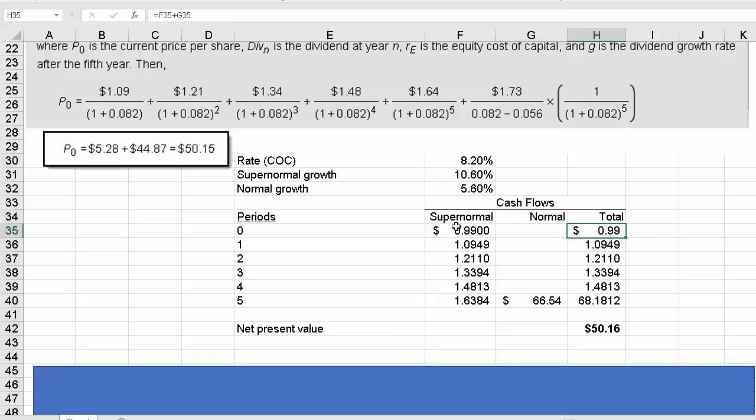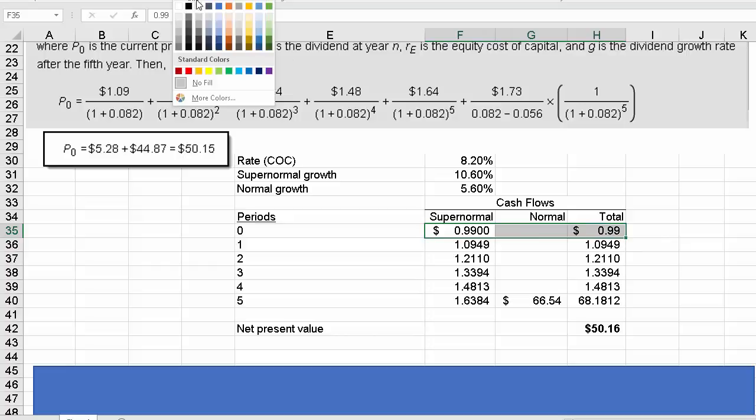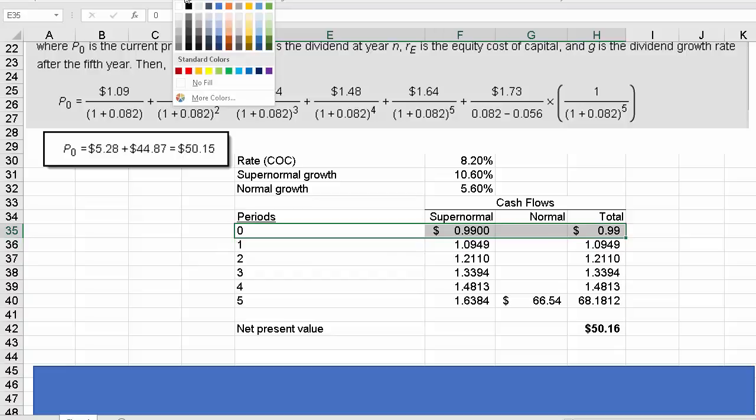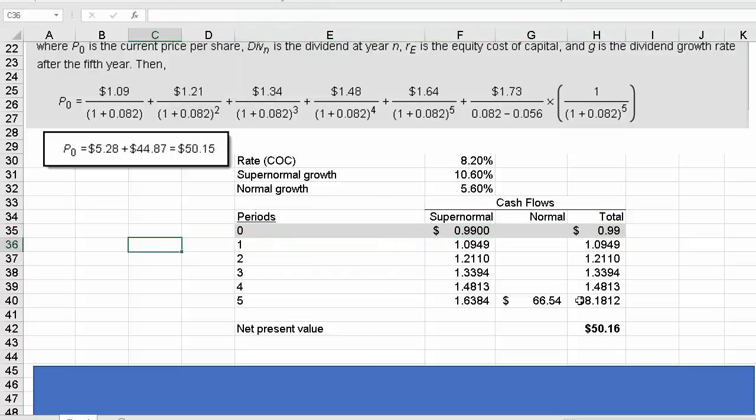Now again, we're not going to use this 99 cents in the calculation. In fact, I probably should gray this out so that you see that's not going to get used. We probably should gray this one out too. Let me do this the right way. Right, those aren't going to get used.